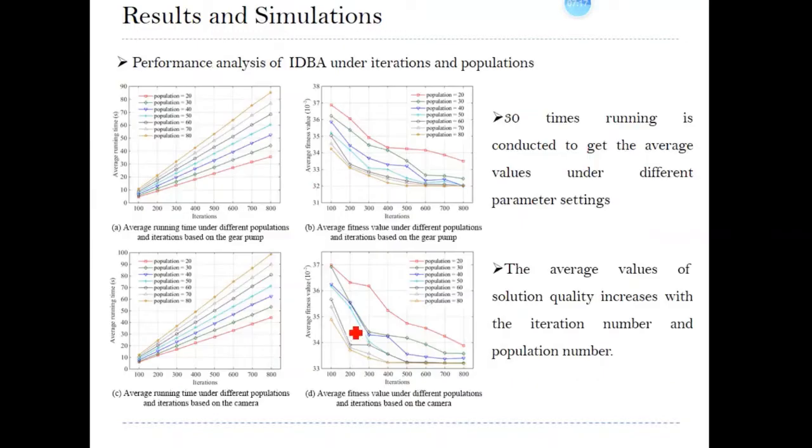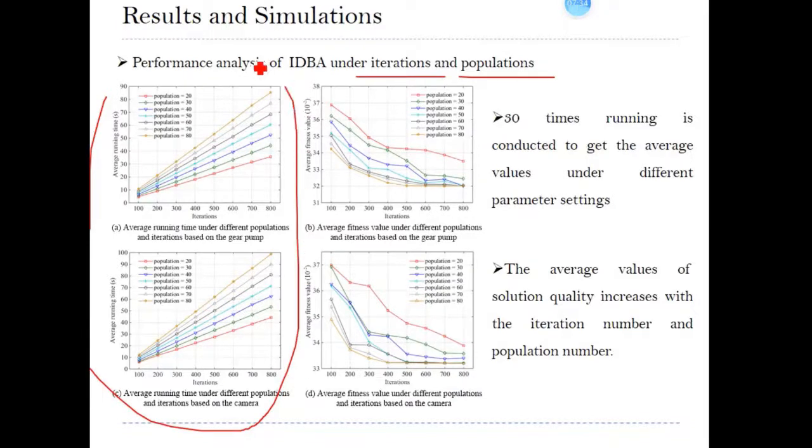Based on the best cycle time of the robotic disassembly line, we compare the performance of the IDBA on different iterations and populations. From the left side of this slide, we can find that the running time of the IDBA increases linearly with the iterations and also the populations. And on the right side of this slide, we can find that the performance of IDBA increases with iterations and populations.